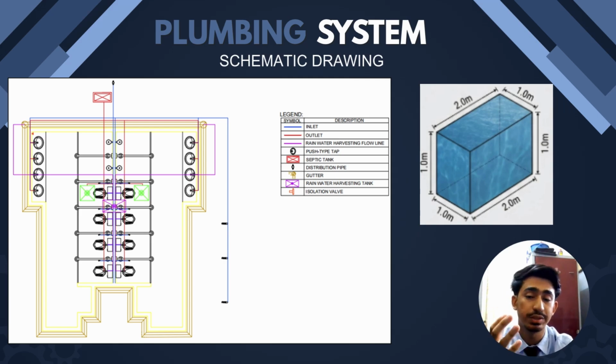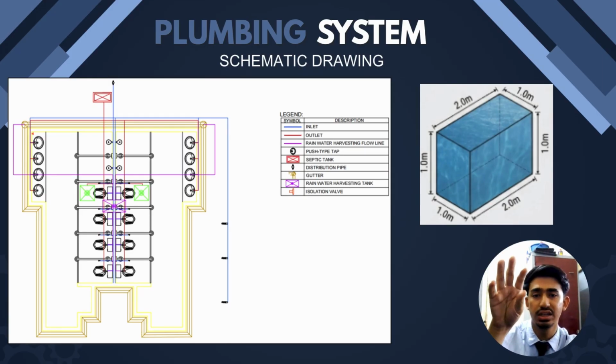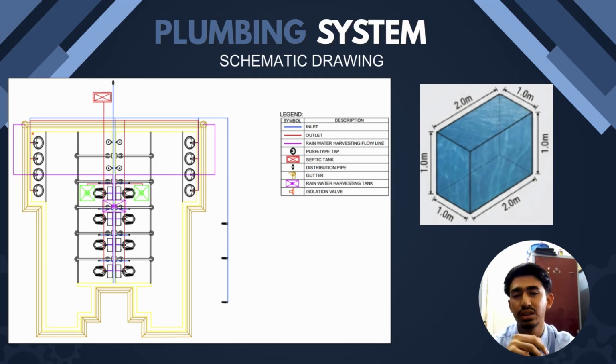So this is our schematic drawing that will be the plan view for this building. So there are three things that we add on this drawing. The first one is the rainwater harvesting system. So for the rainwater harvesting system, we can see from the roof, the water will flow through the gutter. After that, the gutter will supply the water through the pipe, which is the purple color, to our storage tank.